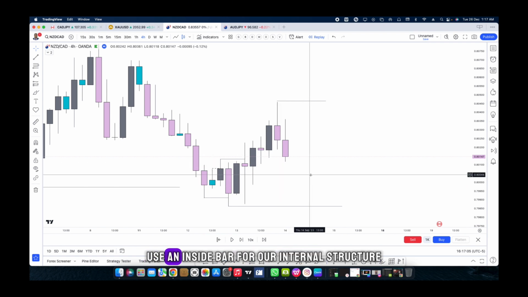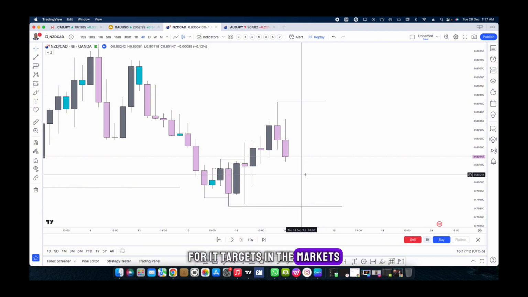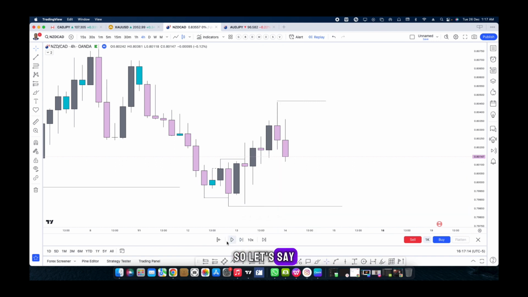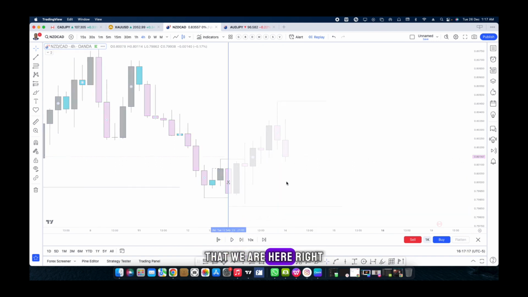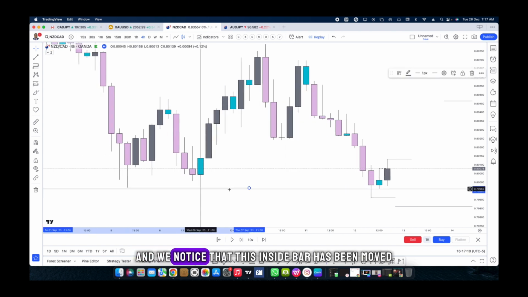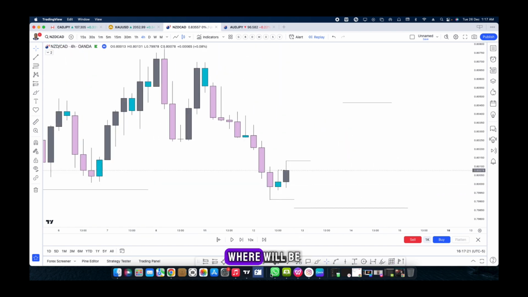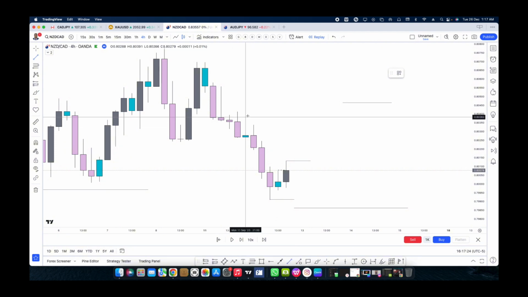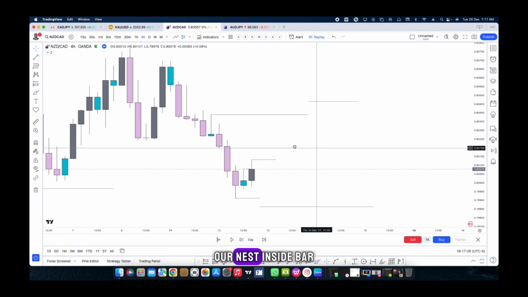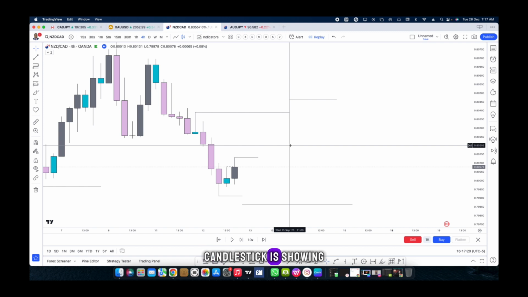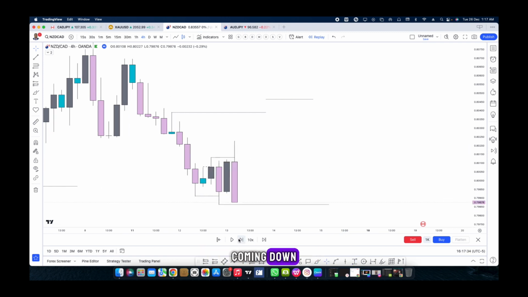So number one, we use an inside bar for our internal structure. Number two, we use our inside bar for a target in the market. So let's say, for example, that we are here, right? And we notice that this inside bar has been moved. Where will be our next target in our trade? It will be here, because that's where our next inside bar candlestick is showing that we are going to tag. So we end up liquidating, coming down, tagging that zone again, now trying to let us know that we are now bullish, right?